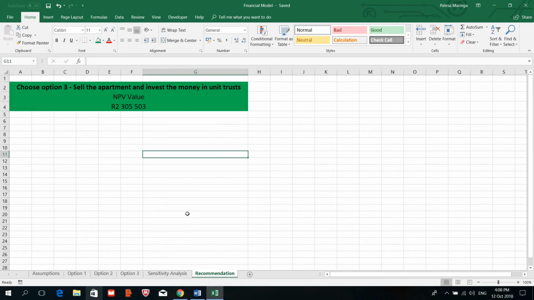I recommend that we choose option 3 because it has the highest NPV value, and you don't have to pay any levies or any property taxes. You just take your money and you invest it.